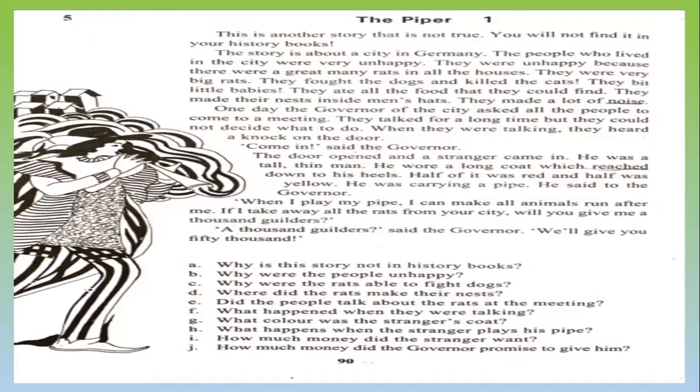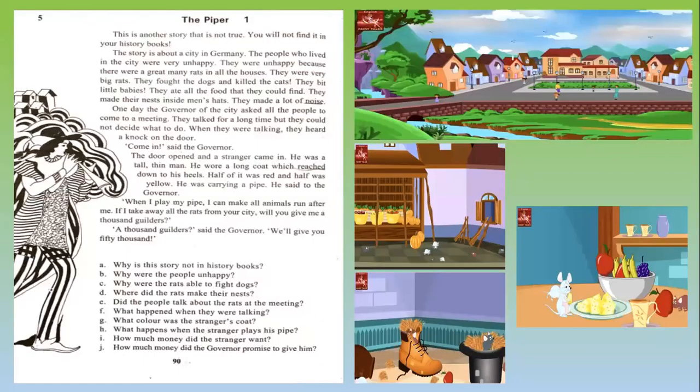Okay, now for the reading, we have another story about the piper. The first part of the story, the piper. Let's read this story, with the pictures. The piper 1 means the first part of this story, like Cinderella. This is another story that is not true. You will not find it in your history books because it is not true.